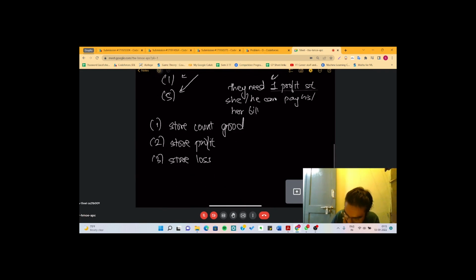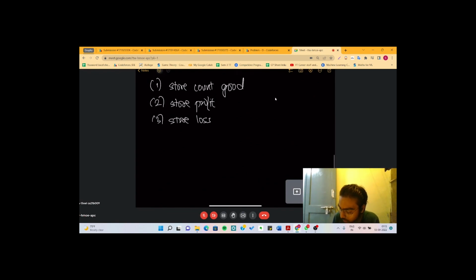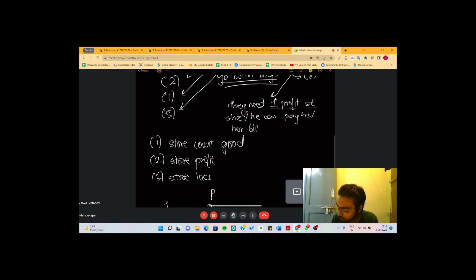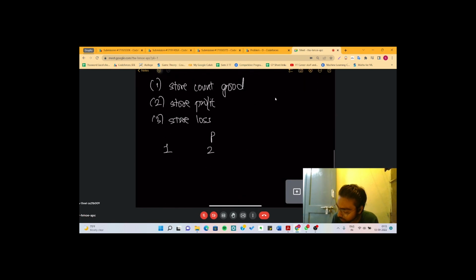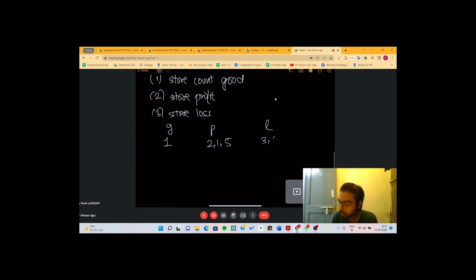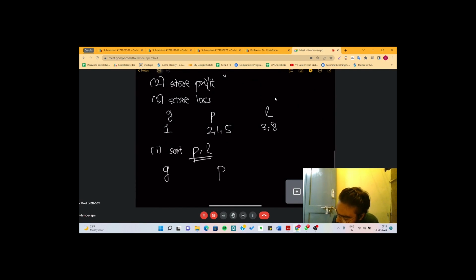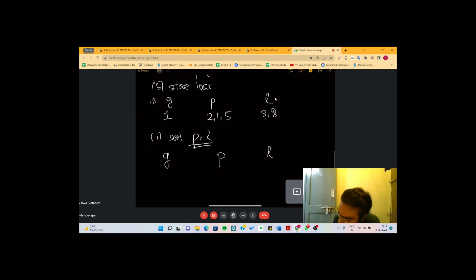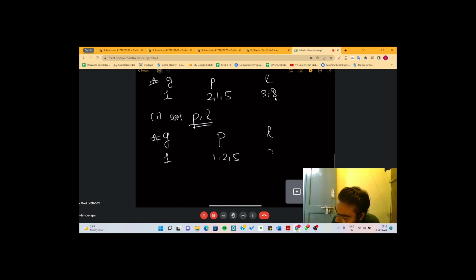So what we'll store is the count of good, which is 1. The profit array stores the values 2, 1, 5, and the loss array stores the values 3, 8. So how will we proceed? First, we'll sort our profit and loss arrays. So what we finally get is count 1, profit 1, 2, 5, and loss 3, 8.